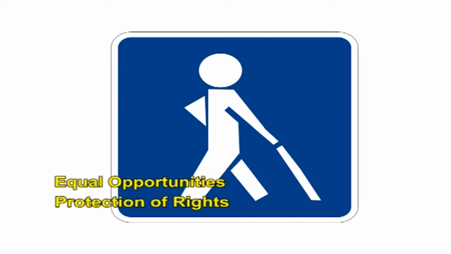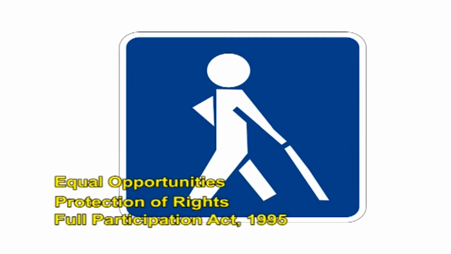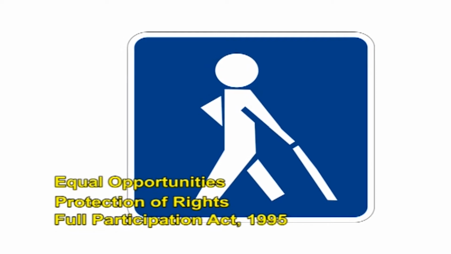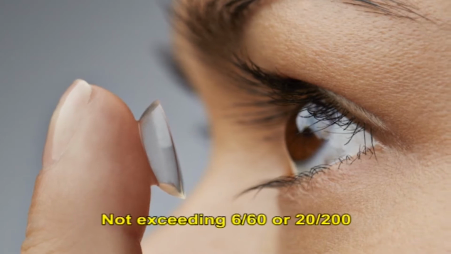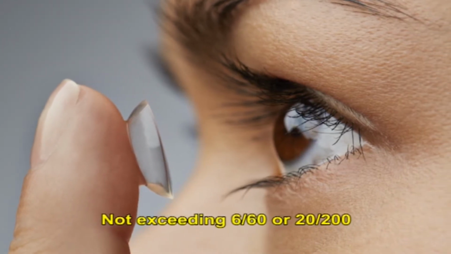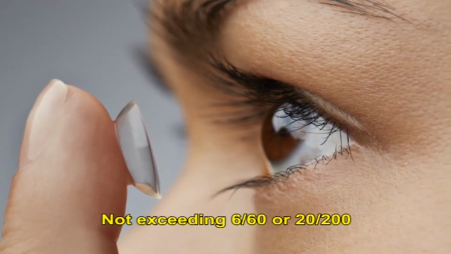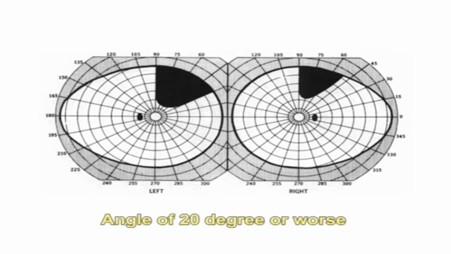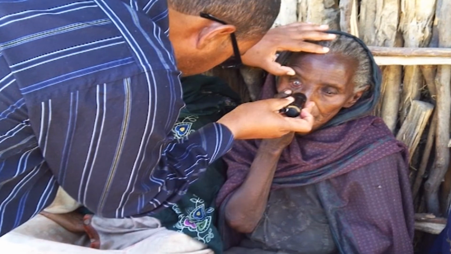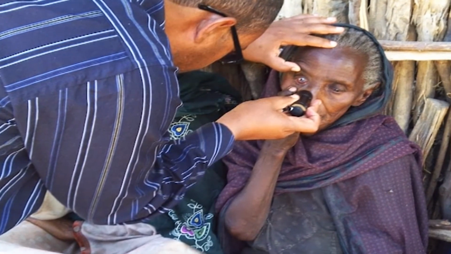In India, the broad definition of visual impairment is as adopted in the Persons with Disabilities (Equal Opportunities, Protection of Rights and Full Participation) Act 1995, as well as under the National Program for Control of Blindness (NPCB). Blindness refers to a condition where a person suffers from any of the following conditions, namely: total absence of sight; visual acuity not exceeding 6 by 60 or 20 by 200 in the better eye even after best possible correction with glasses or contact lenses; or limitation of the field of vision subtending an angle of 20 degrees or worse. For deciding blindness, the visual acuity as well as field of vision has been considered.